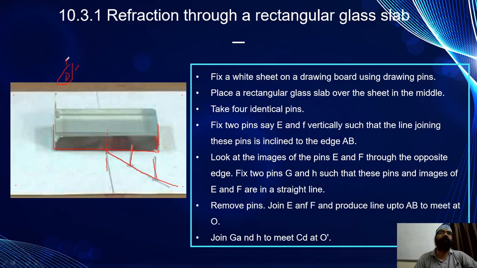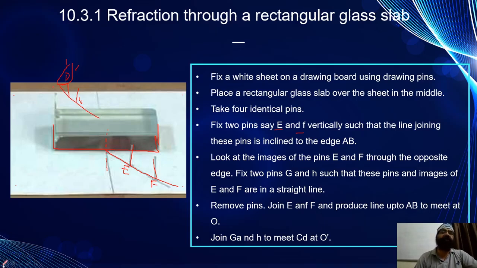Now I take two more pins, okay? These pins we had named E and F, a capital E and a capital F, okay? This was E and this was F. So now I go on that side and align my pins looking through the displaced images of these pins such that all four pins, okay, now I put two pins, I say G and H, okay, such that to me they appear to be in a straight line. Everybody understood?